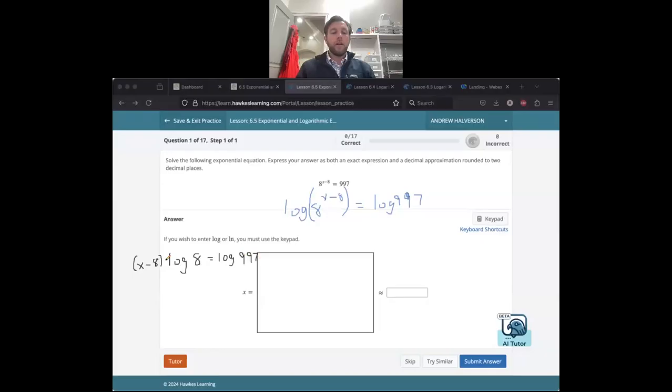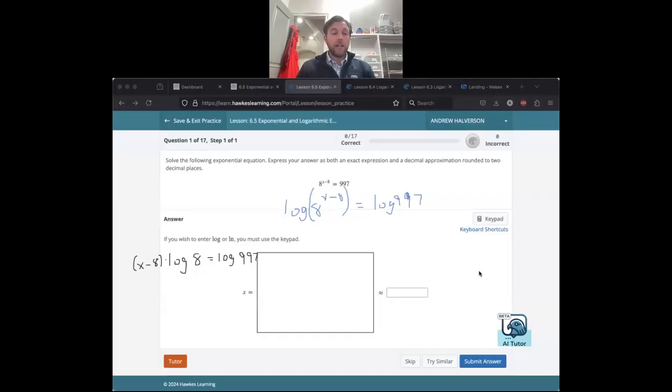Now, the x minus 8 here is multiplying the log 8. And even though it doesn't look like it, this log 8 is a number, just like 5 or any number you can think of. It is a number. It's just a weird number. It's a log. And I say that on purpose, that it's a number.